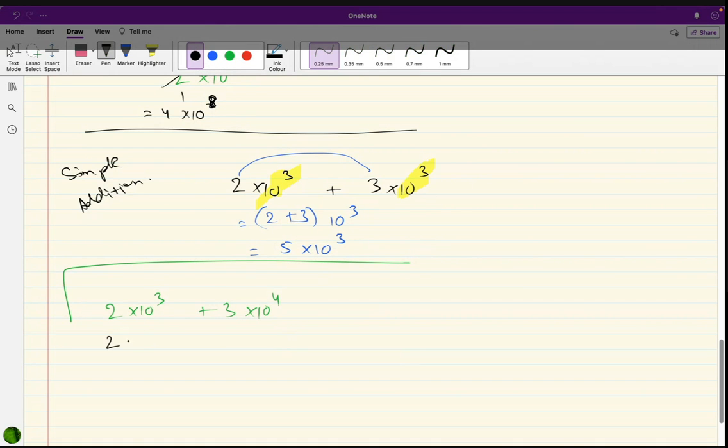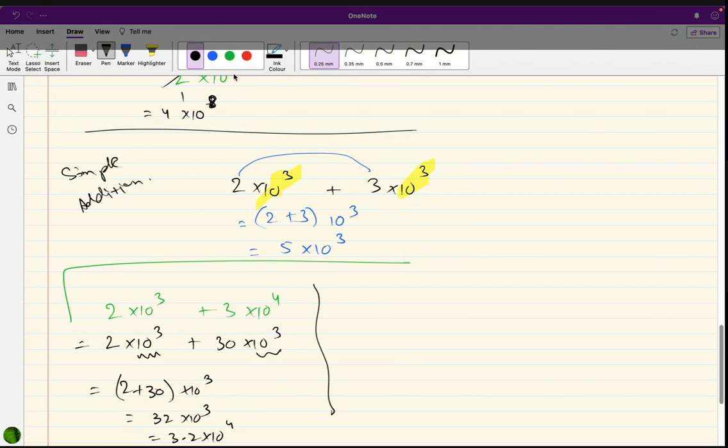Either I write it as 2 into 10 raised to the power 3 plus 30 into 10 raised to the power 3. You see now the powers are same, 10 raised to the power 3, which could be taken out as common. So 2 plus 30 into 10 raised to the power 3 is 32 into 10 raised to the power 3. And finally 3.2 into 10 raised to the power 4.